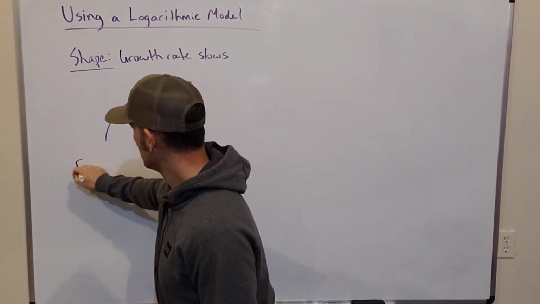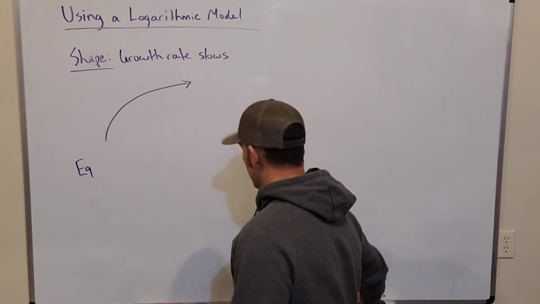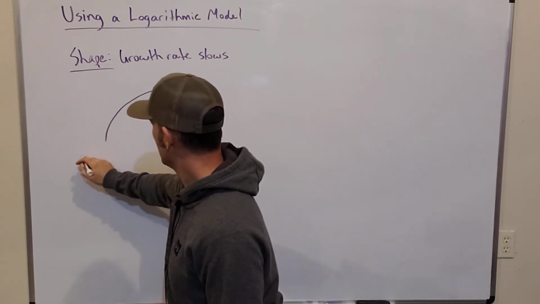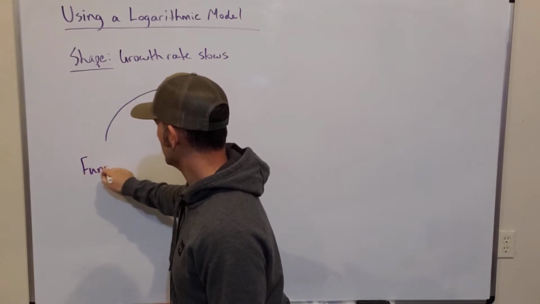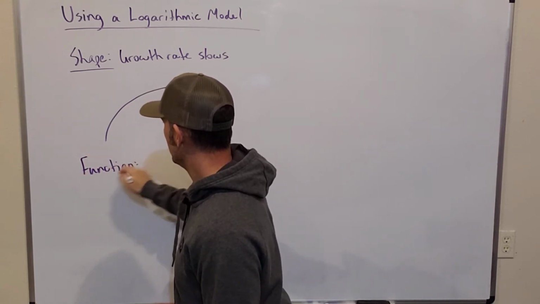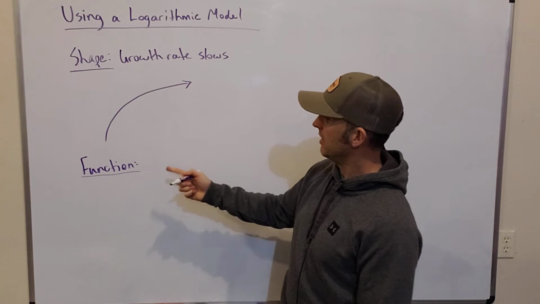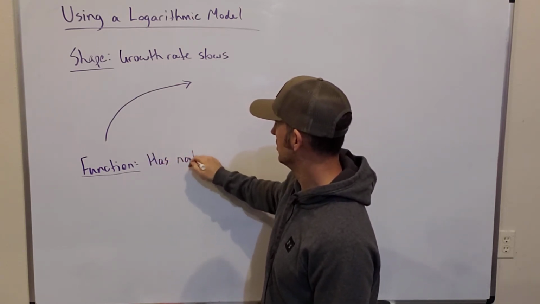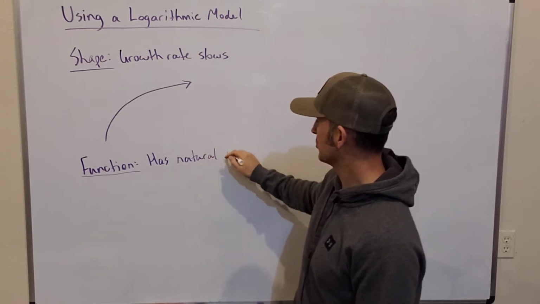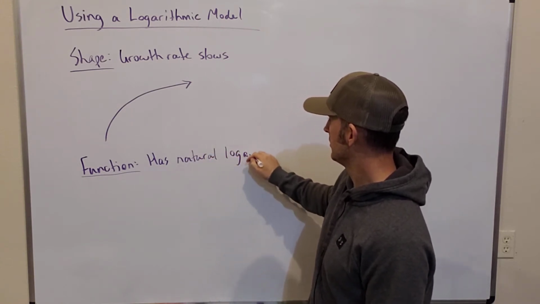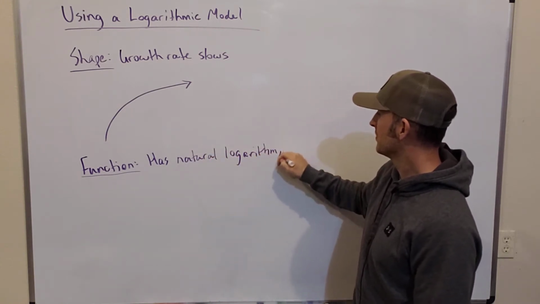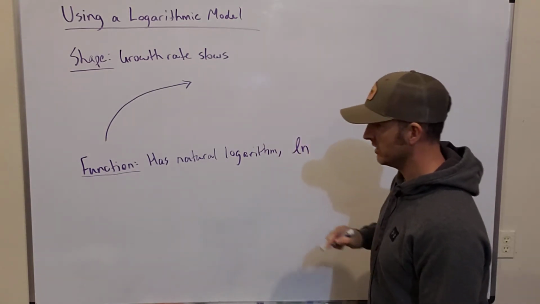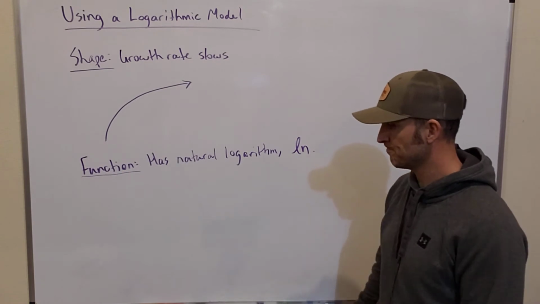The equation or the function for a logarithmic model, there are lots of different logarithms, okay? What we're going to talk about in this video is a function that has what's called the natural logarithm, okay? And so the natural logarithm is the ln. ln is the natural logarithm, okay?